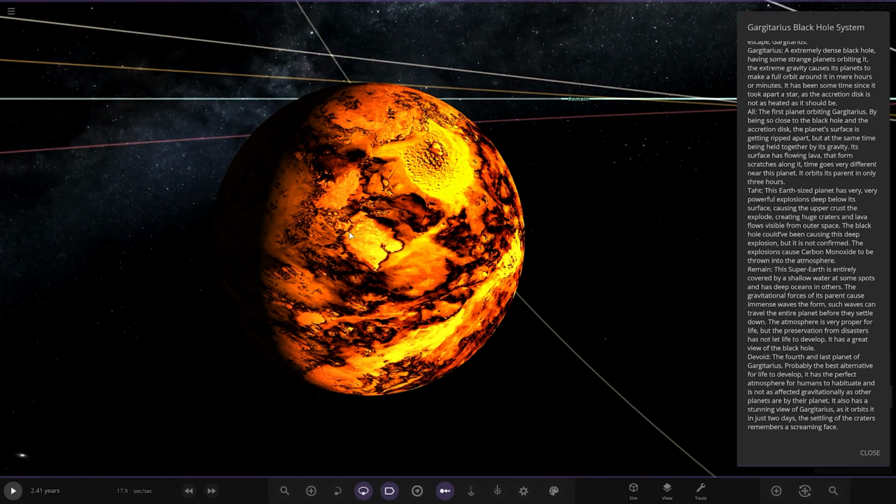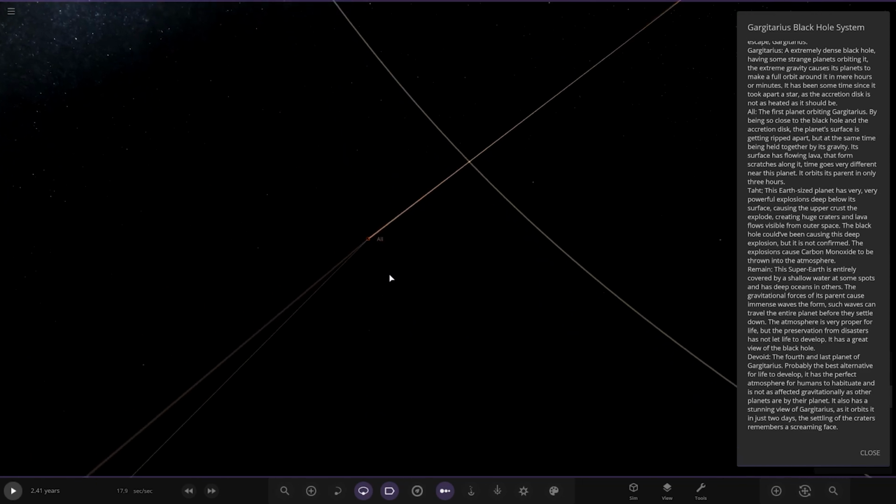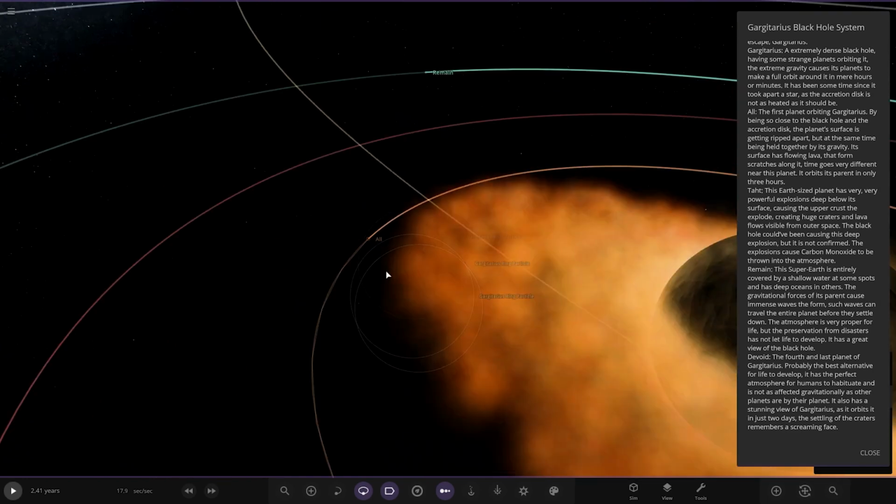The first planet, Orbison Guard, by it being so close to the black hole, the accretion disk, the planet's surface is getting ripped apart, but at the same time being held together by its gravity. Its surface has flowing lava that forms scratches along it. Time goes very different near this planet. It orbits its star in only 3 hours. That's pretty... not where you want to visit.